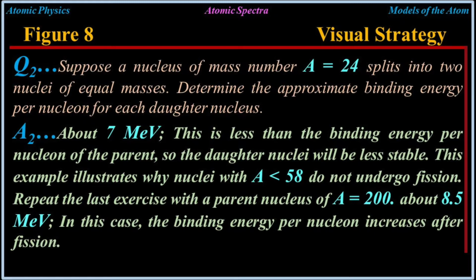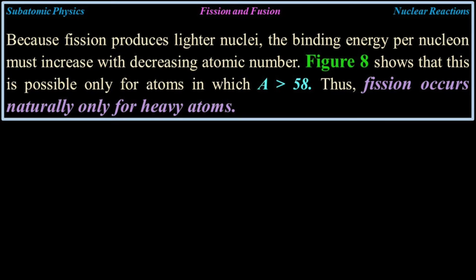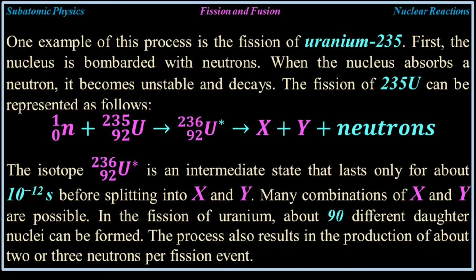Repeat the last exercise with a parent nucleus of A equals 200, about 8.5 mega electron volts. In this case, the binding energy per nucleon increases after fission. Because fission produces lighter nuclei, the binding energy per nucleon must increase with decreasing atomic number. Figure 8 shows that is possible only for atoms in which A is greater than 58. Thus, fission occurs naturally only for heavy atoms.